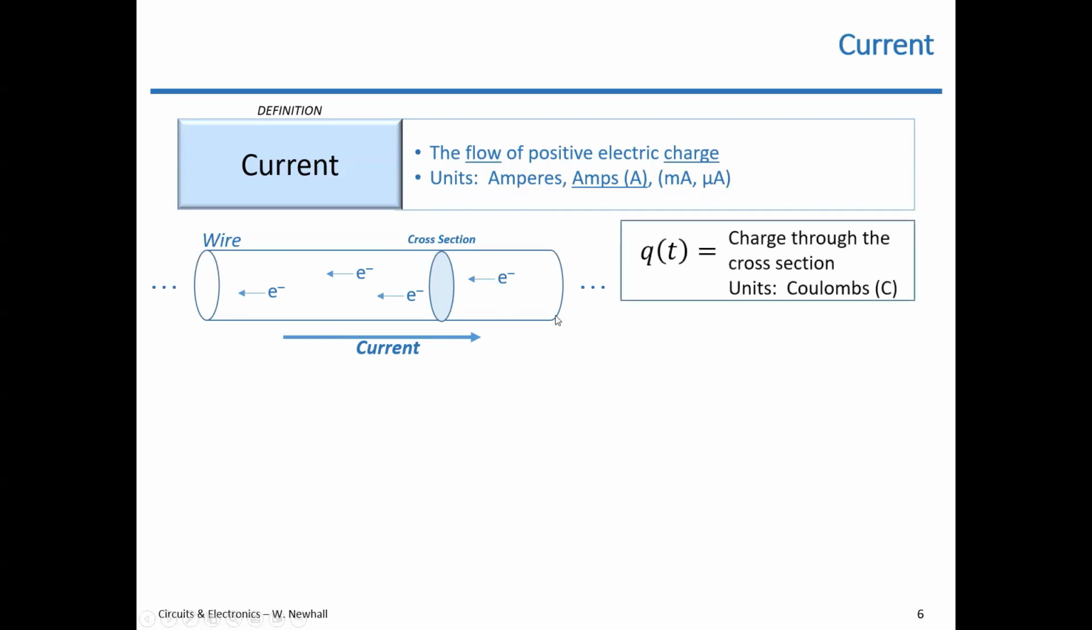So we represent charge with this variable Q. And so if I draw a cross section across the cylinder, Q is the charge through that cross section. It's the total amount of charge flowing through that cross section, and units are coulombs. Okay, I will occasionally use the fluid flow analogy, which is treating charge like water or treating charge like some fluid.